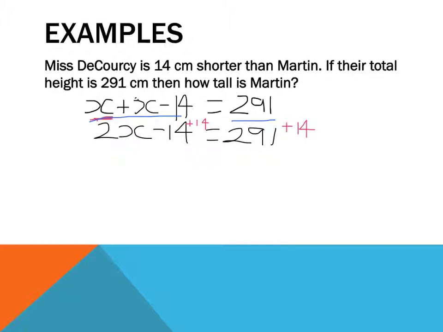And my answer becomes 291 plus 14. 291 plus 14 becomes 305. So 2x equals 305. Okay, so if 2x is 305, what does 1x equal? Again, 2 multiplied by x is 305. In order to get x by itself, I have to divide this side by 2, because that's multiplied by 2. To get rid of the 2, I have to divide it. If I do one thing to this side, I have to do the same thing to the other.